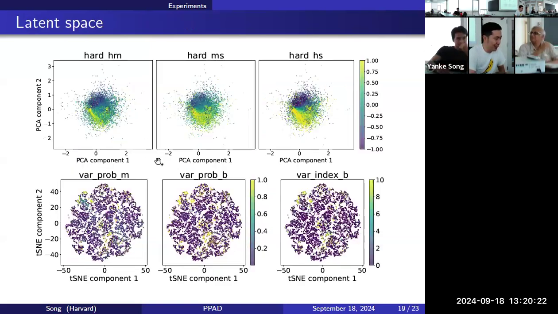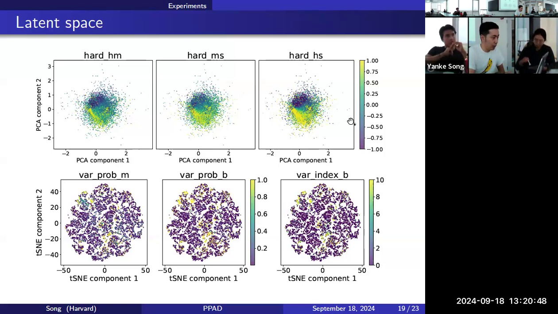Here's a still equally interesting part. Remember, that was just a reconstruction. But now I have those learned latents that I can do interesting things with. So here is a visualization, on the top is PCA, on the bottom is t-SNE, of those latents. The latent has dimension 8. I'm just projecting into dimension 2.